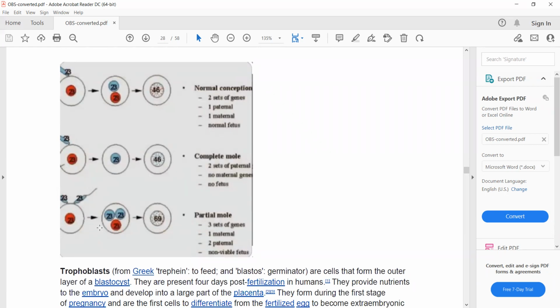And there's a reason behind that. Normally what happens during fertilization is that a sperm and an ovum combine to form a fertilized egg. Sperm contains one set of paternal chromosomes and ovum contains one set of maternal chromosomes. And they combine to form 46 chromosomes. This is known as normal conception. It will lead to the development of a normal fetus. So this is a normal process.